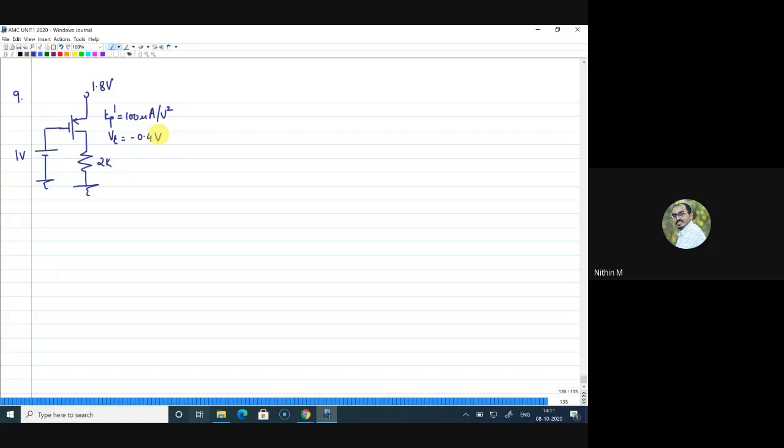So how will we proceed with this? Circuit diagram is given, and apart from that, you are asked to find the W by L value such that the device is placed at the edge of saturation, right? What is the meaning of that? At the edge of saturation we can write the condition VDS equals VGS minus VT. This is the condition, right?